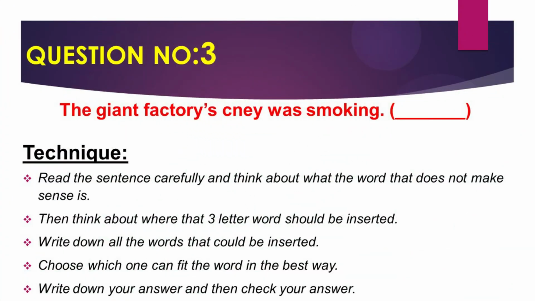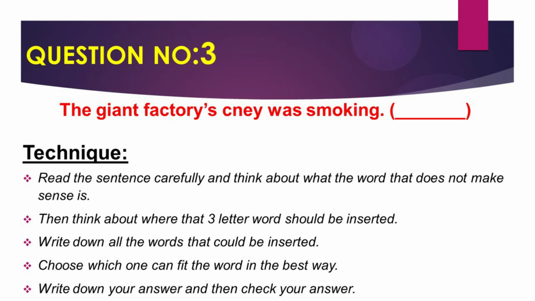The third question of today is, the giant factory's chimney was smoking. So let's use the technique and answer this question. First, read the sentence carefully and think about what the word that does not make sense is. The giant factory's chimney was smoking. So we know that the garbled word is the one that doesn't make sense. Then think about where that three-letter word should be inserted. So the giant factory's chimney was smoking, so that means it was a chimney.